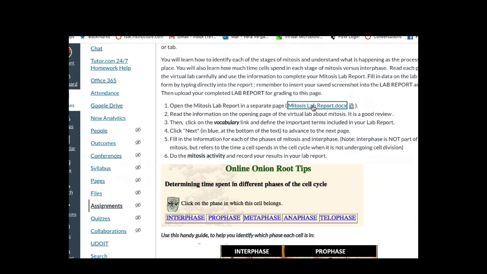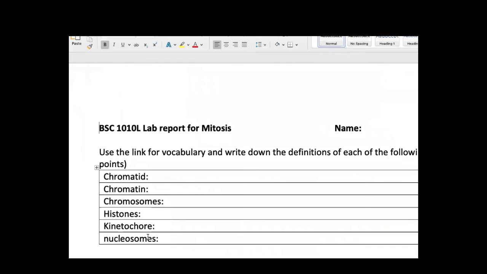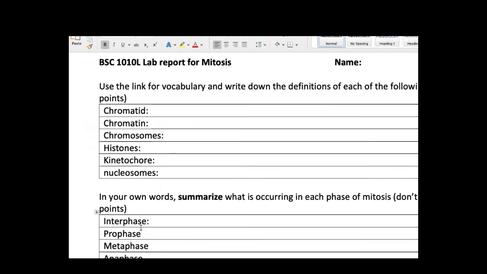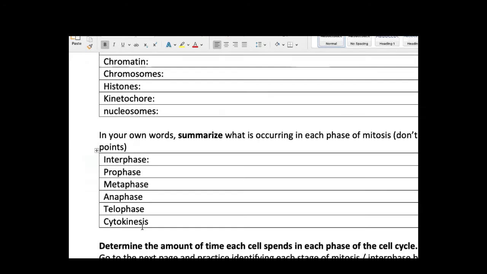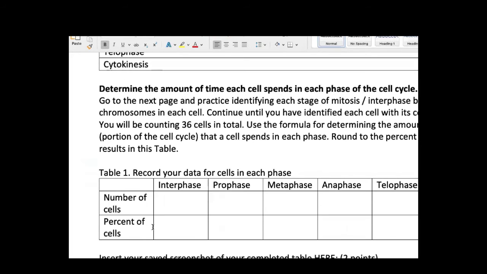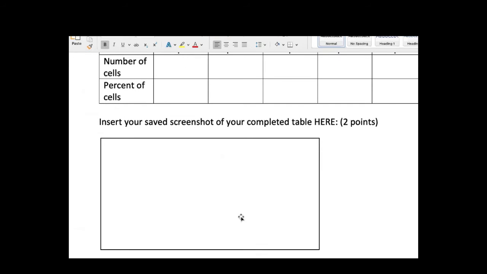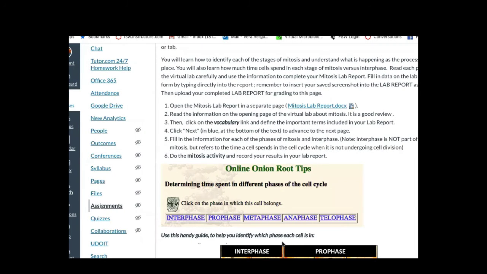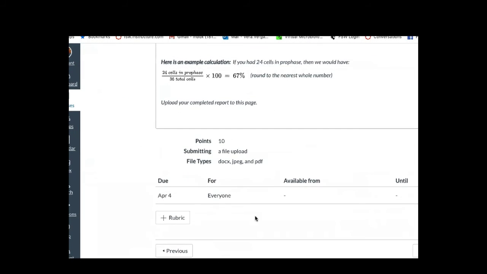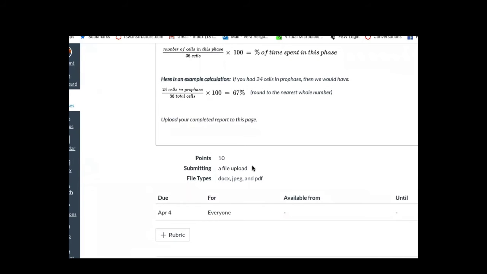This document you can fill in online. If you print it off and fill it in, then you can upload it as a PDF file into this assignment. You'll see there are some definitions you have to write about. You also summarize in your own words what's happening, and here you're going to record your counts, and here you'll insert your screenshot, and then you'll upload it to Canvas in this spot. You'll see at the bottom here, it'll say upload it as a file.